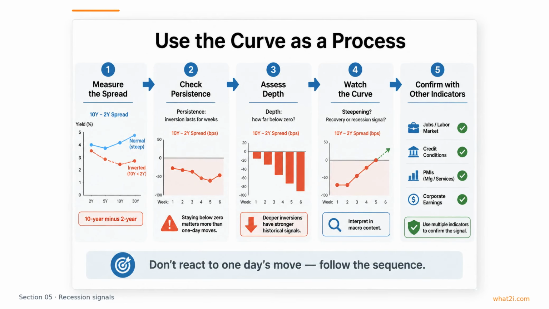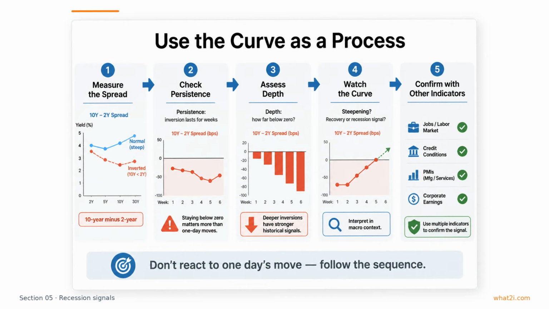This is why the curve is best used as a process rather than a one-day headline. Start by tracking the 10-year minus 2-year spread over time. Then ask whether the inversion persists for weeks or months and how deep it becomes. If the curve begins to steepen again, ask whether that move reflects falling short rates, rising long rates, or both. Then, compare the curve's message with other macro indicators. The quality of the recession signal comes from the sequence and the context, not from a single date.